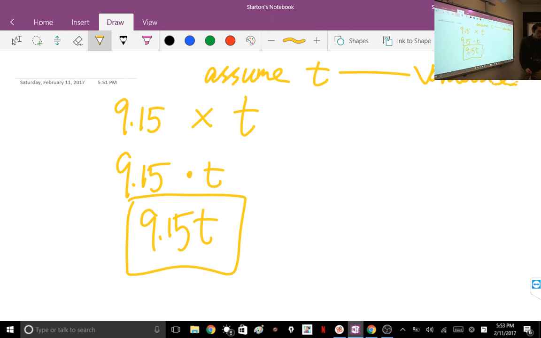Any questions for that? Okay, this is a pretty easy question, pretty easy example, right?